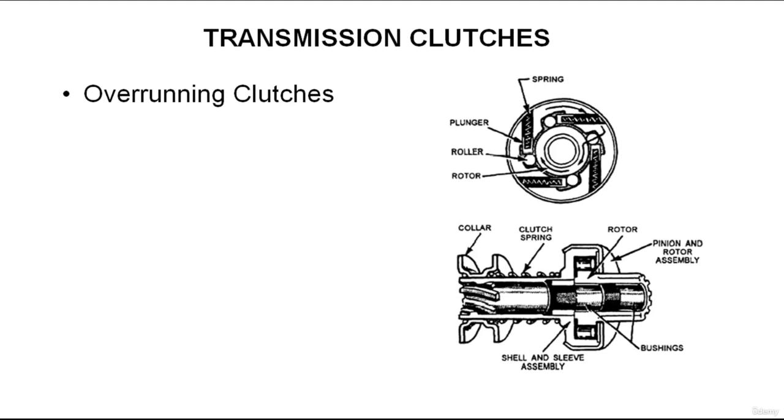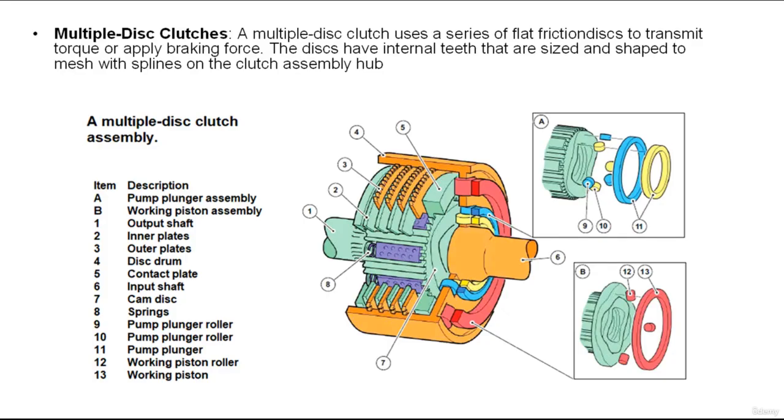Another type of clutch is the multiple disc clutch. A multiple disc clutch uses a series of flat friction discs to transmit torque or apply braking force. The discs have internal teeth that are sized and shaped to mesh with the splines on the clutch assembly hub. Between each pair of friction discs is a flat steel disc. These discs have external teeth that are sized and shaped to mesh with internal splines in the transmission housing or clutch drum.